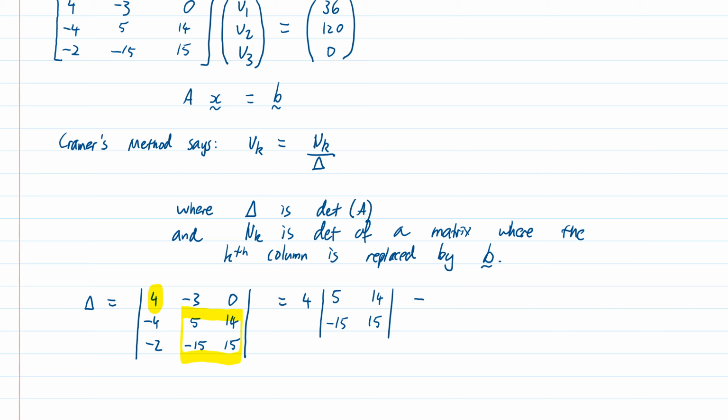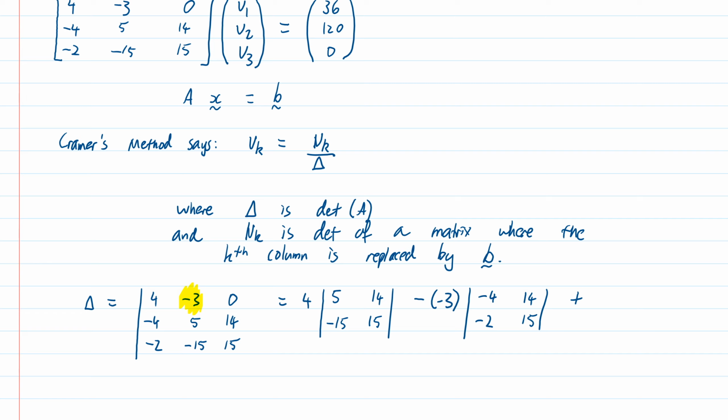I alternate signs, so I will have now minus, and I'll go through and do a similar procedure for the next column here. So I have minus of minus 3 times the determinant of what I get with a matrix that has the other columns and the other rows. So the other columns here are minus 4, 14, minus 2, and 15. And then positive, I alternate signs when I'm using this method to find the determinant.